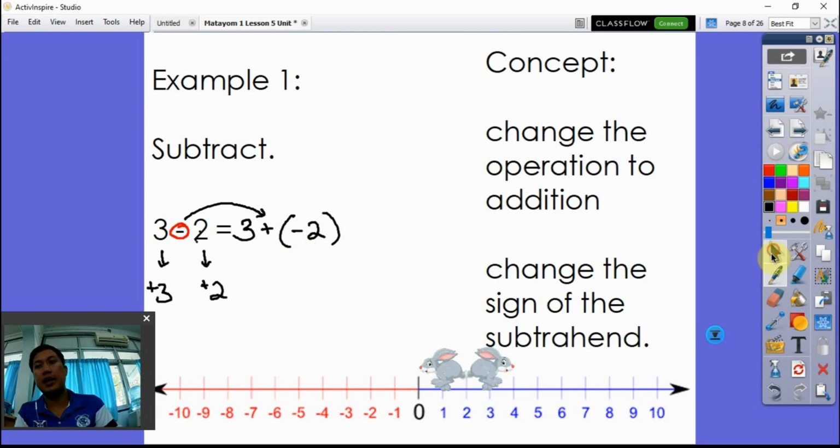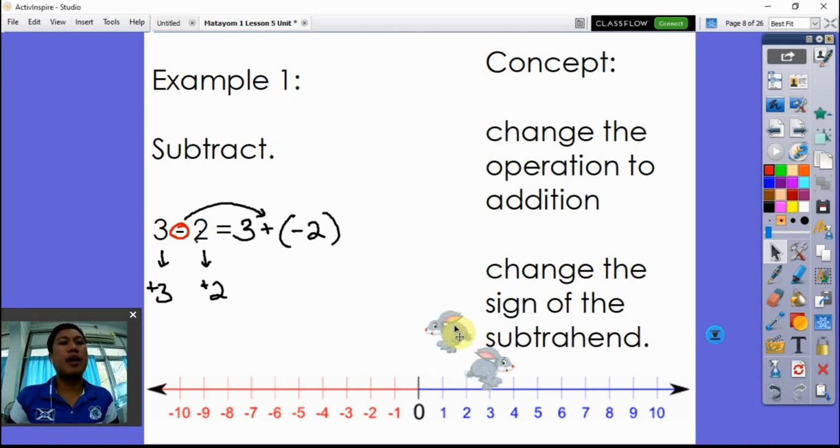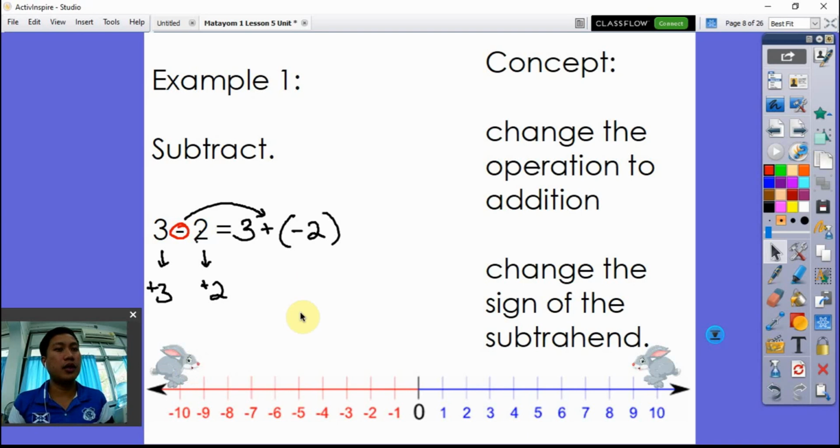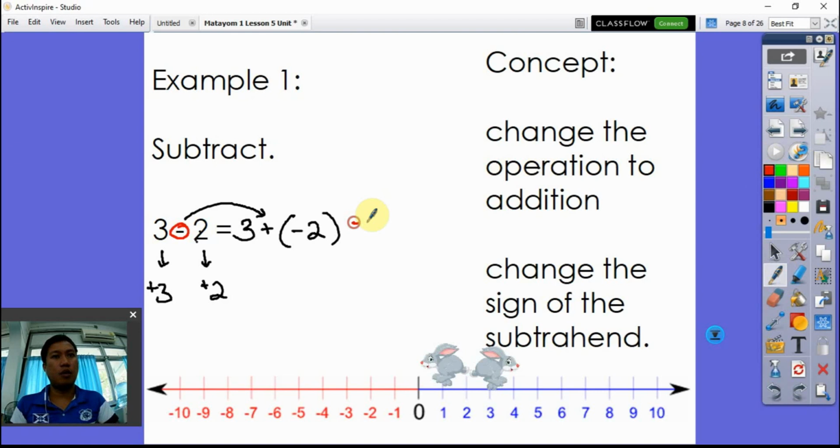Add normally like what we learned last time. Now we have 3 methods, and one of the methods that we've learned is using the number line. So I have my bunnies here. We can use the bunnies to hop 3 times to the right. And then negative 2. From positive 3, we move to the left side 2 times. So we will get 1, 2. And the answer that we have is positive 1. So we don't need to write the positive sign, we just write 1 instead.